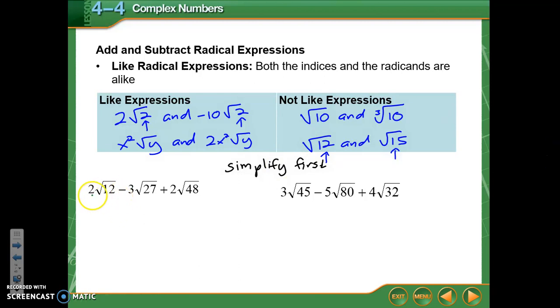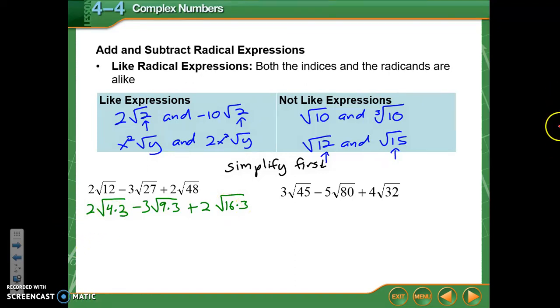We're going to simplify. So I have 2 times the square root of 12. Well, I need to rewrite 12 as a perfect square times another number. So 12 is 4 times 3. Then here I have 3 square root of 27. 27 is 9 times 3. 9 is a perfect square. And then here I have the square root of 48. 48 is 16 times 3. 16 is a perfect square.